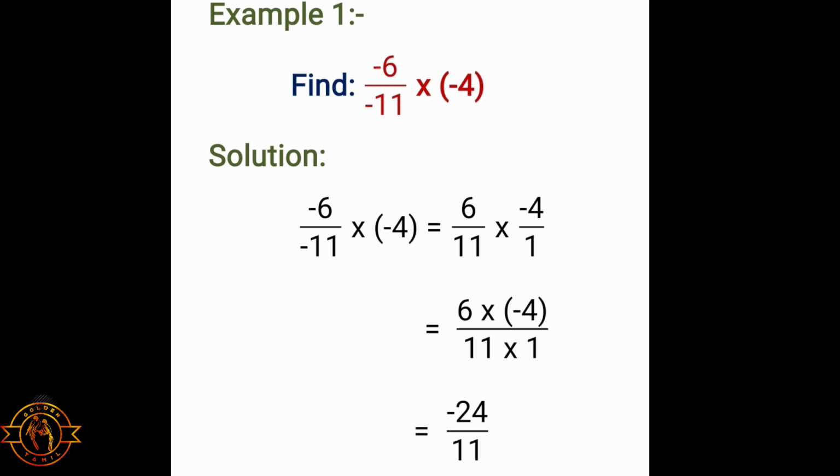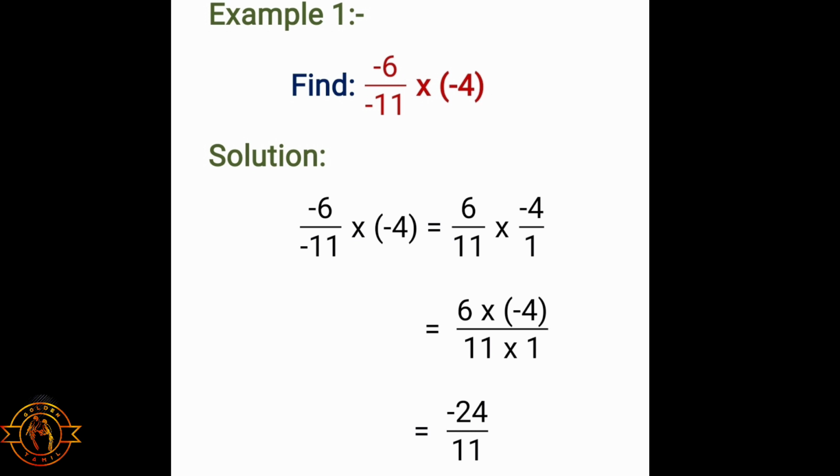Let us see some examples for multiplying rational numbers. First example, what's the question here? Find minus 6 by minus 11 into minus 4. What do we have to do? They have given two numbers, we have to multiply those two numbers. First, what is minus 6 by minus 11? There is a minus in both numerator and denominator, so it gets cancelled. So it can be written as 6 by 11.